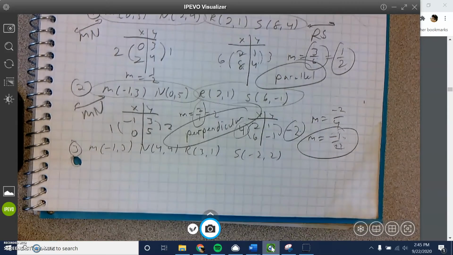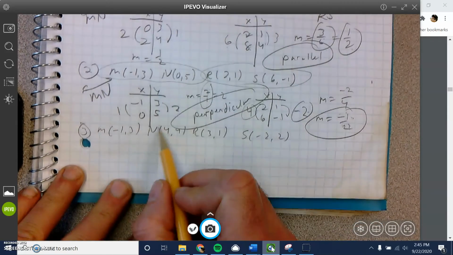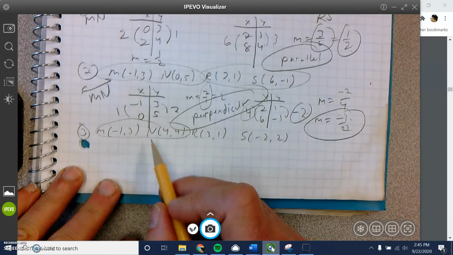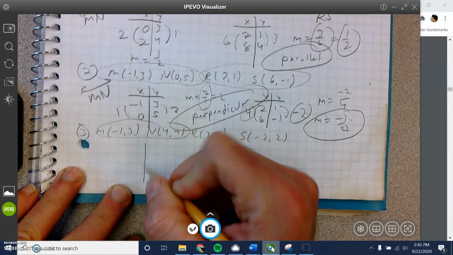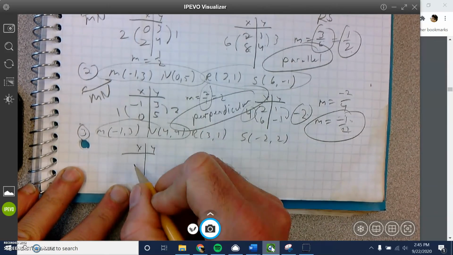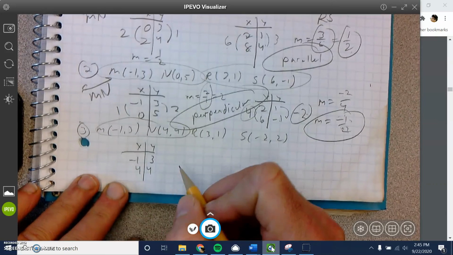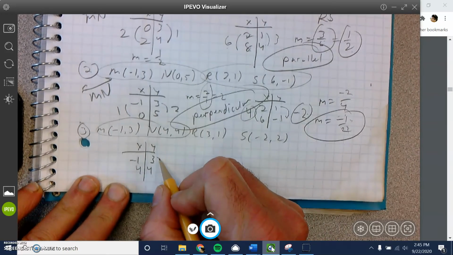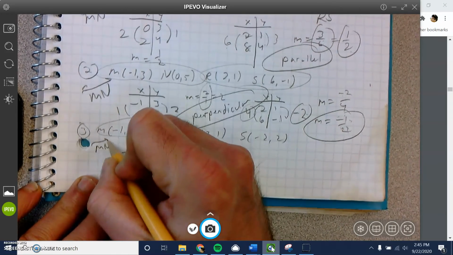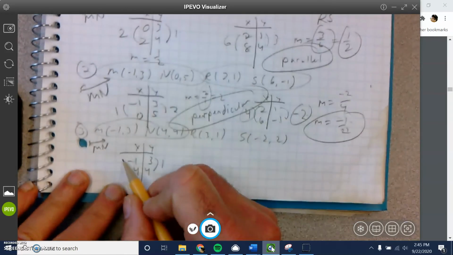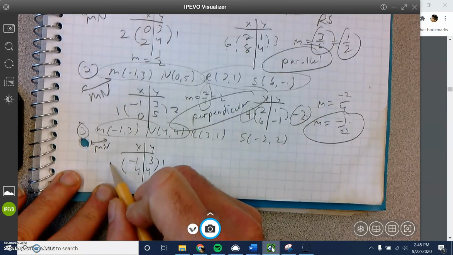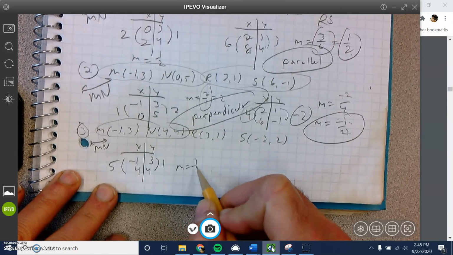All right, last one. Doing good. Number 3. You should get this from your notes. Of course, pause the video and do it again if you need, or look at the PDF that's attached. So line MN, what's the slope? 1/5. 1 over 5.